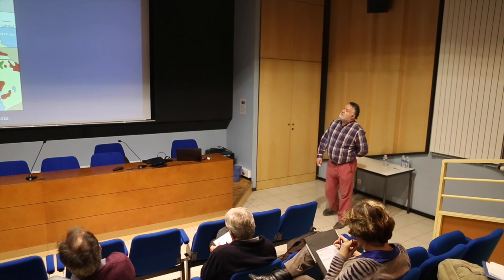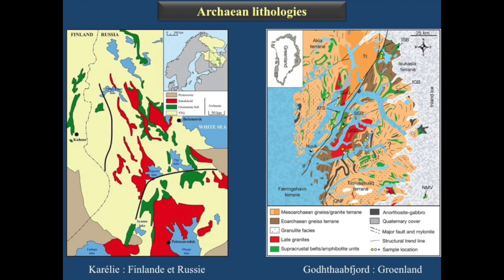The same in Karelia, or in Western Europe. So we have the basement in yellow, the greenstone belt here in Finland or here in Russia, and the late granite. And here the same in Greenland. The gneisses, some belts, just like Isua belt, and late granite.